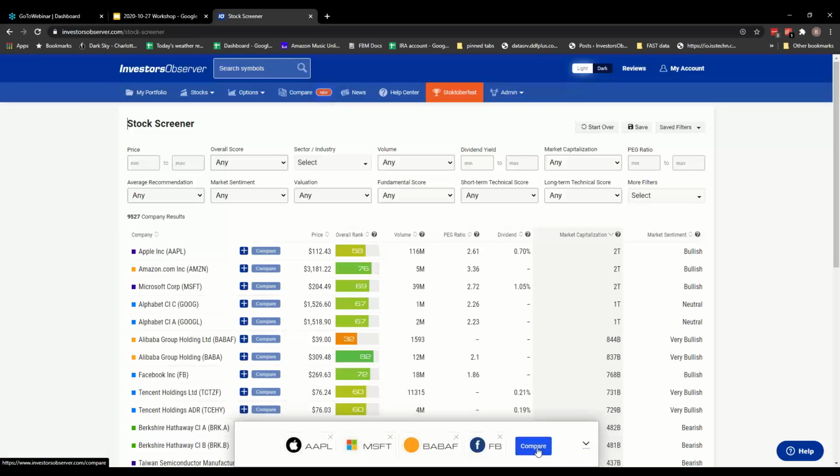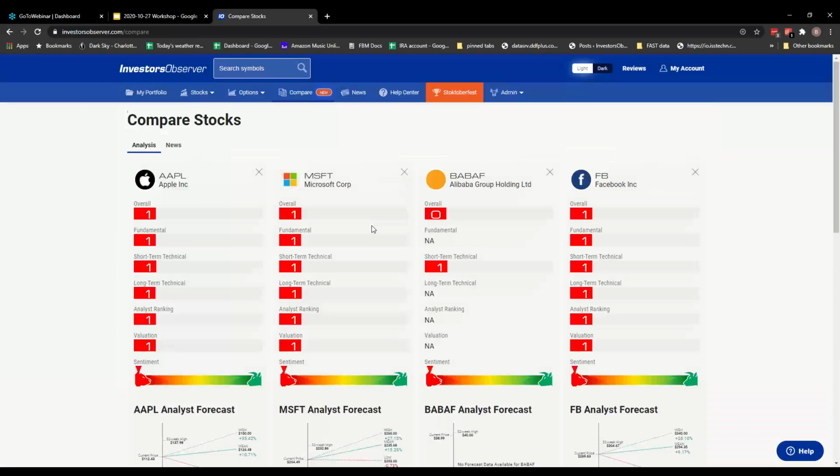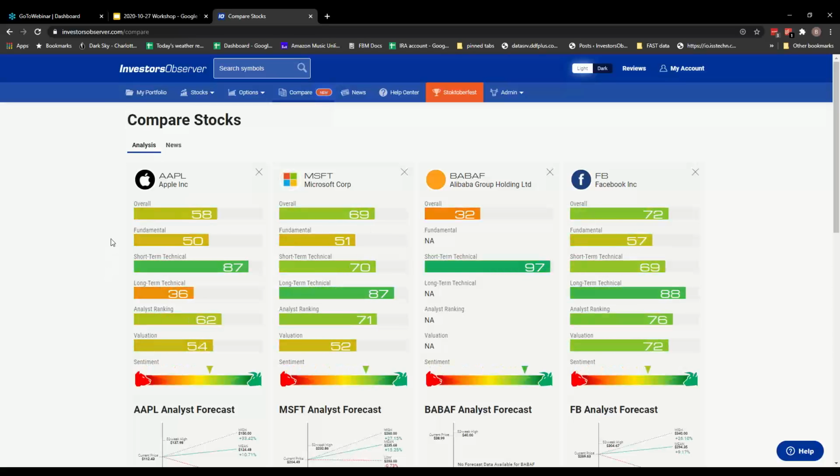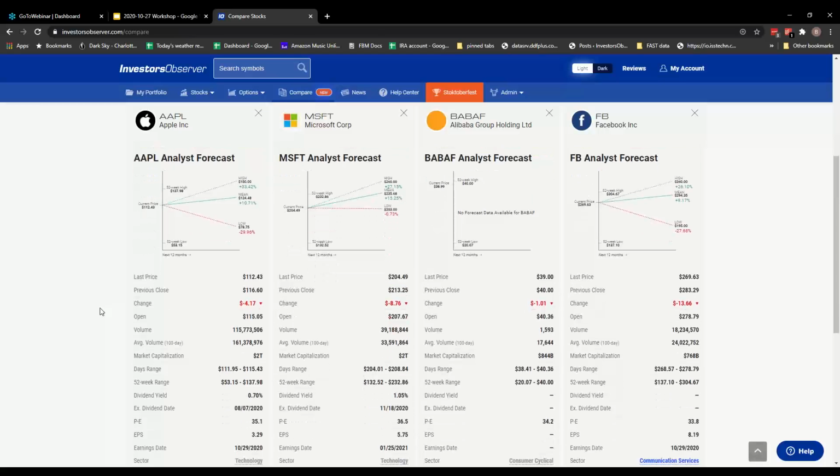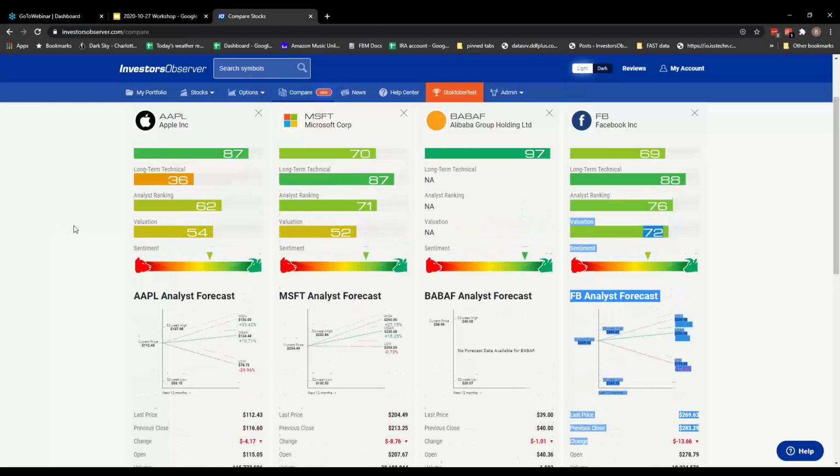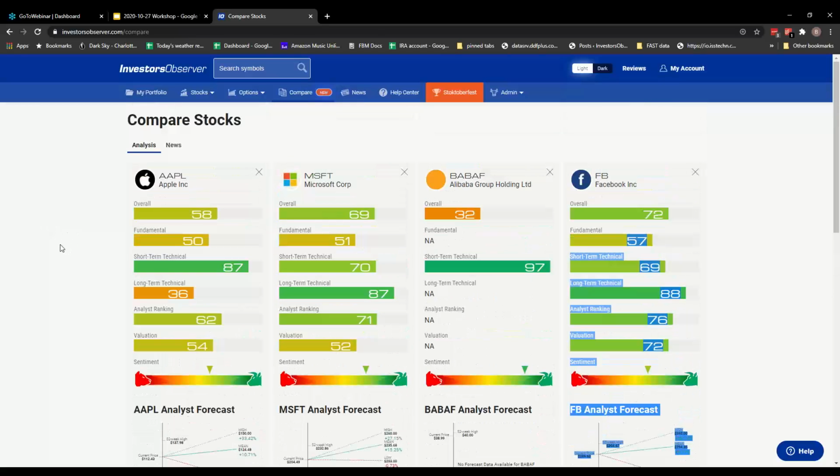All right, so once you get 4, or you can really do this with just 2 if you want, you can go to compare, and then you can see all the scores lined up. Look at the analyst forecasts and all the other data lined up side by side, or side by side by side by side, depending on how many you put in there. So that's that. We really like it.